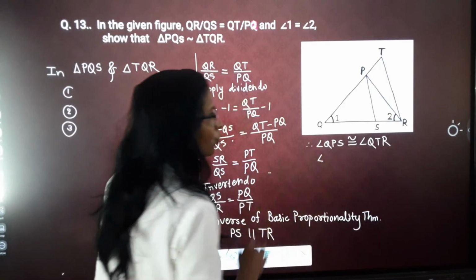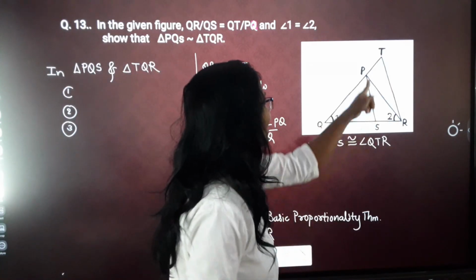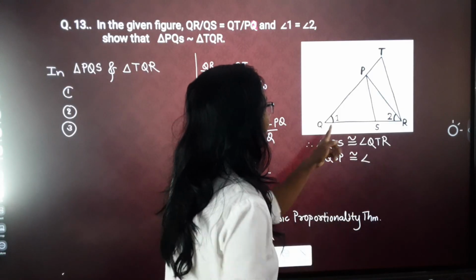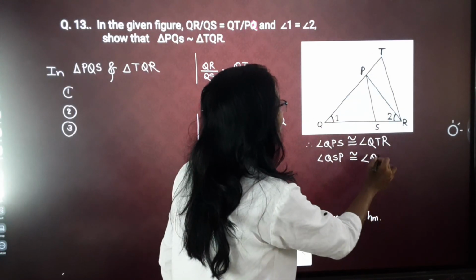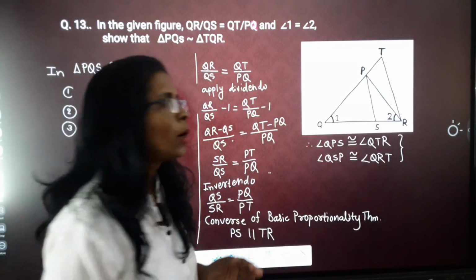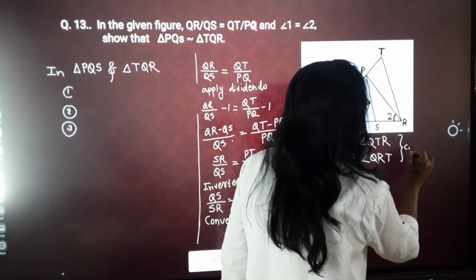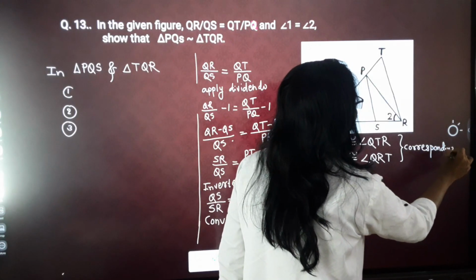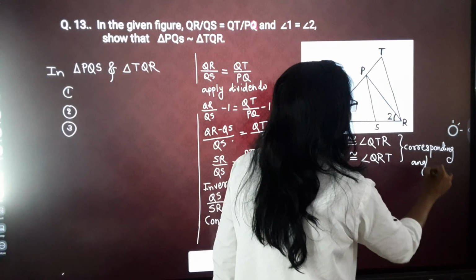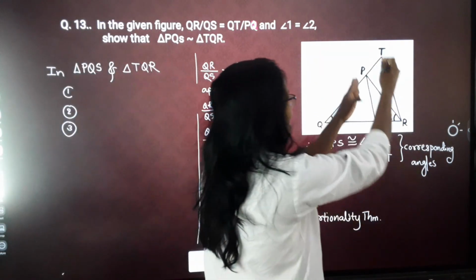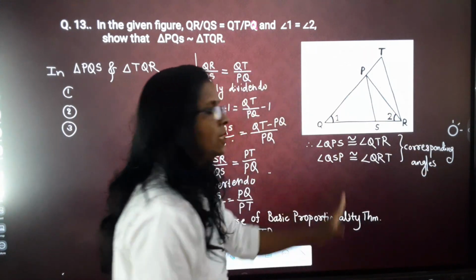and also angle QSP is congruent to angle QRT. And what is the reason behind it? The reason is corresponding angles. Okay, these are the corresponding angles. If the sides are parallel to each other, then their corresponding angles are equal.